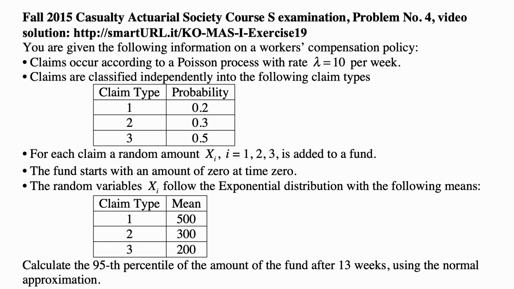Claim type 1 with probability 0.2, claim type 2 with probability 0.3, claim type 3 with probability 0.5. For each claim, a random amount xi is added to a fund. The fund starts with an amount of 0 at time 0. The random variables xi follow the exponential distribution with the following means. Claim type 1, 500, claim type 2, 300, claim type 3, 200. Calculate the 95th percentile of the amount of the fund after 13 weeks using the normal approximation.